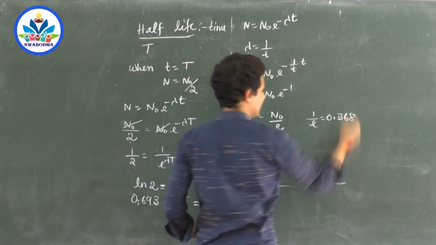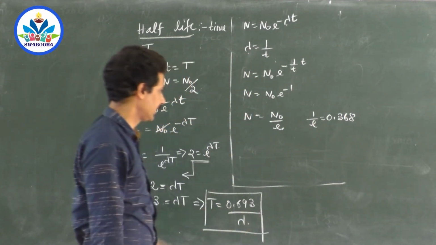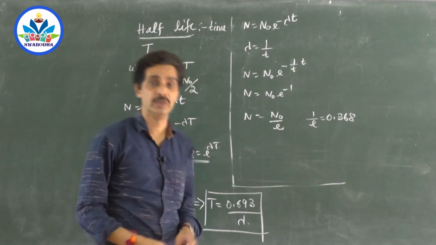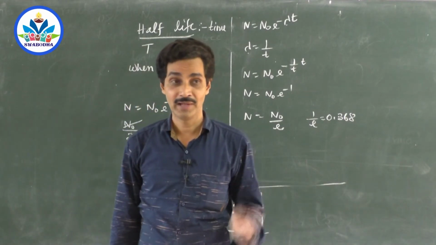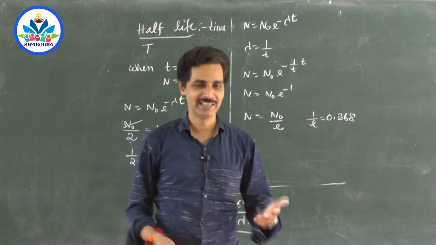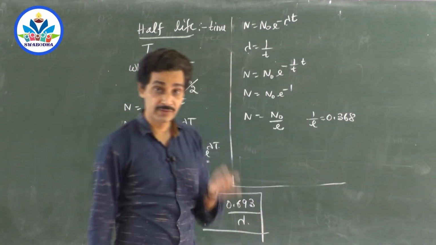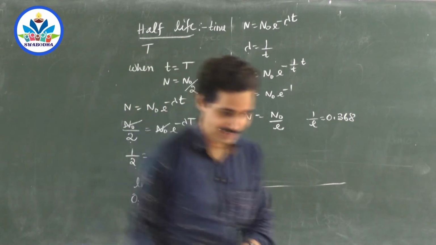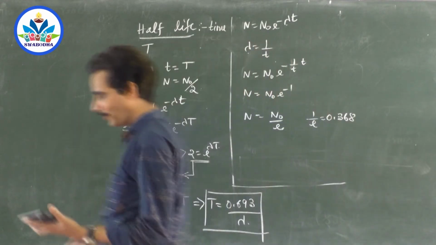1 by e is 0.368. You can just take it for granted, or you can find it out. If you want to know the value of 1 by e, you can get it from the clerk's table, and every e to the power x has a value. For the time being, I can tell you the value of e to the power 0. It is equal to 1. It is the easiest value that I can remember, because anything to the power 0 is 1.